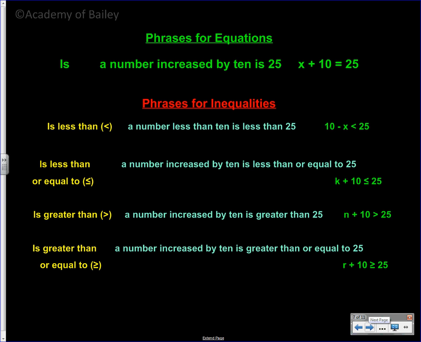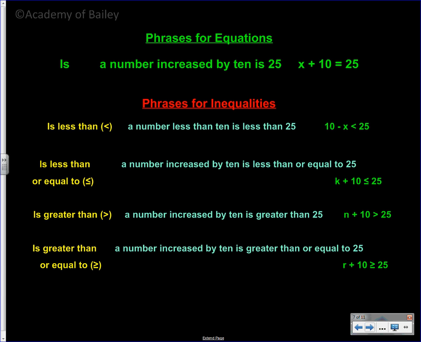Okay, now this stuff, I don't believe this one's in your book, so I do want this written down. Just pay attention before you start writing. I want to speak about that a little bit.